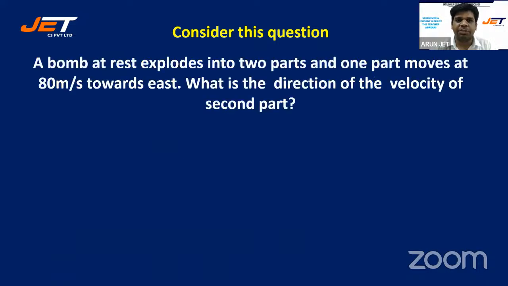A bomb at rest explodes into 2 parts. And one part moves at 80 meters per second towards the east. What is the direction of velocity of the second part? So there's a bomb which explodes at rest. The bomb was at rest. That's very important. It was at rest. It exploded into 2 parts. One part moved towards east with some velocity. We need to find the direction of velocity of the second part. We don't need to find the speed of the second part, only the direction of its velocity. In which direction would this move? Is the question. I hope the question is clear.